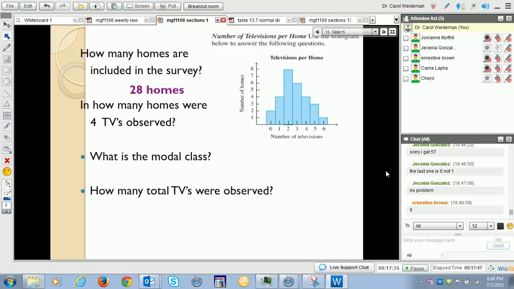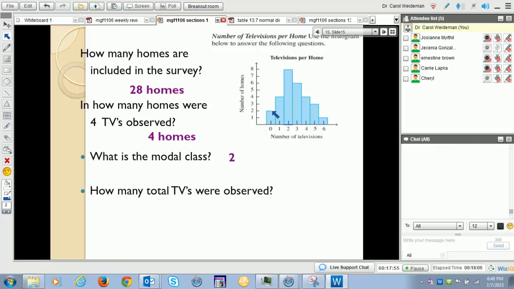How many houses had 4 TVs? Who wants to try that one? How many of the houses in the survey had 4 TVs? 4. Yeah, it's 4, right. What's the modal class? Which is the most frequent of the answers? What did the families most commonly say? How many TVs did they have? 2. Yep. All right, and then this is just like the other question.